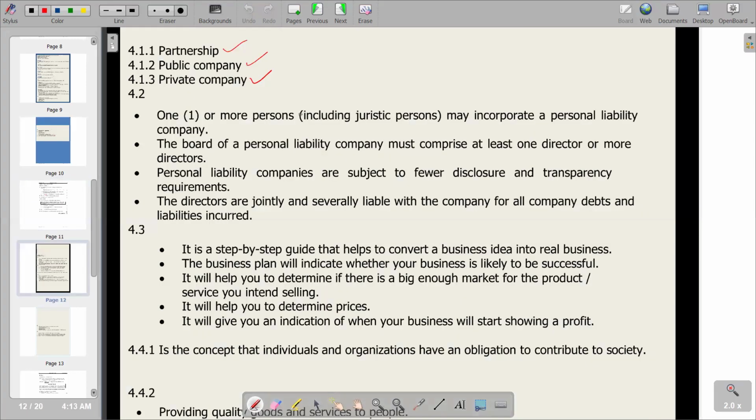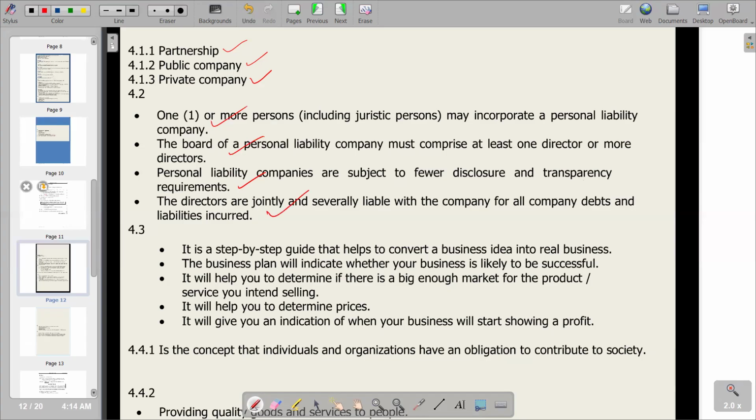One or more persons, that is including juristic persons in brackets, may incorporate a personal liability company. That is one of the characteristics. Second one, the board of a personal liability company must comprise at least one director or more directors. This is another one. Personal liability companies are subject to fewer disclosure and transparency requirements. Right. These are not different from public companies. Then lastly, the directors are jointly and severally liable with the company for all company debts and liabilities incurred. So this is exactly what we have.